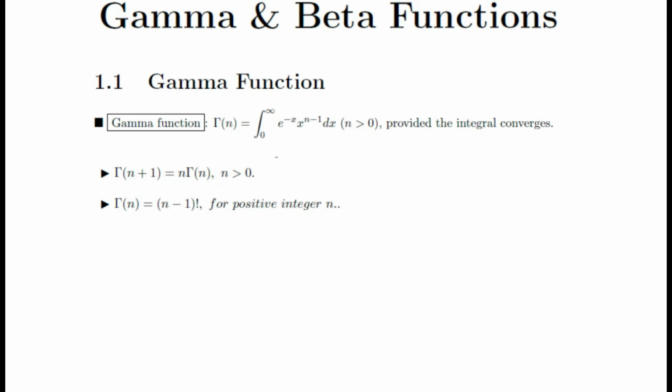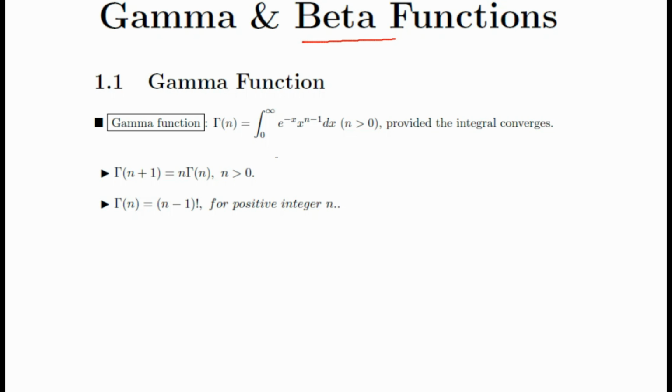Hello friends, today I will discuss the topic gamma and beta functions. First I will discuss the gamma function, and here I will discuss some preliminary ideas and then some derivation, and after that I will discuss some problems on the gamma function, and after that I will go for the beta function.